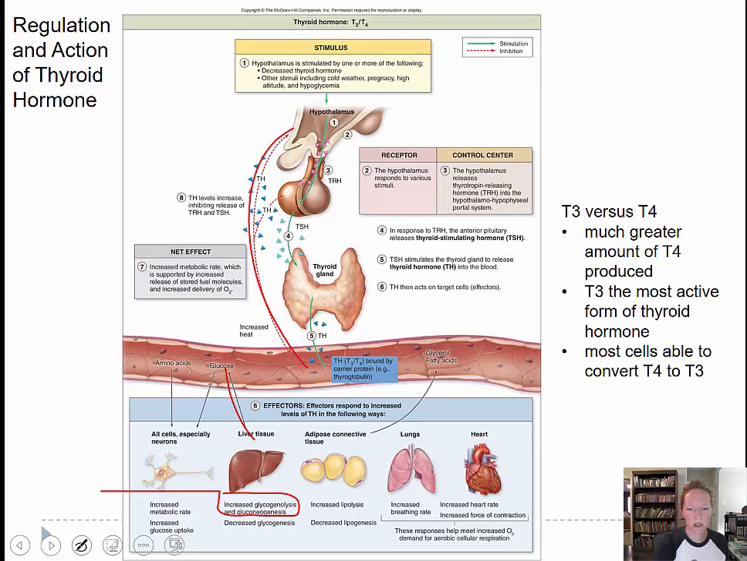So take a look at this. We are going to go in and increase lipolysis. We're going to break down lipids so we can throw in some glycerol and fatty acids as well. So that's some other kind of fuel that we can give for cellular respiration.